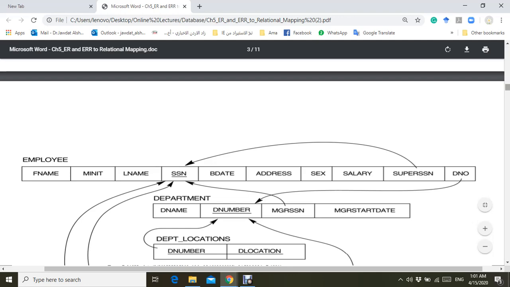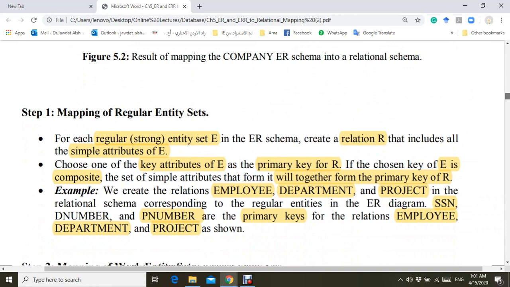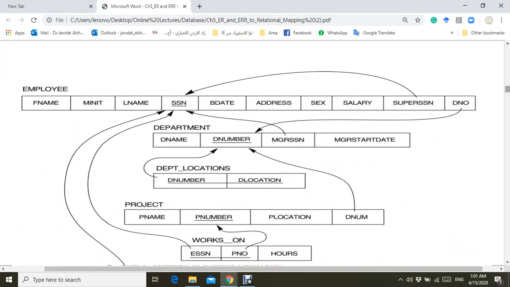How to convert the ER into this relational schema was our topic in the last class. Because not a lot of you have seen the lecture, I need to make a very fast review. Mapping of regular entity sets: if we have an entity like employee or department, all strong, because we have strong entities and weak entities, the strong entity becomes a relation. This is what we call in the relational schema a relation. Okay, the employee, department, all these entities became relations.